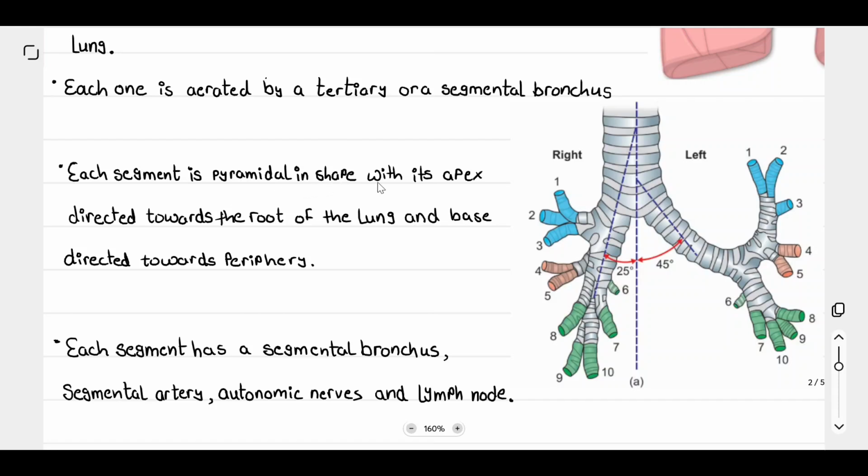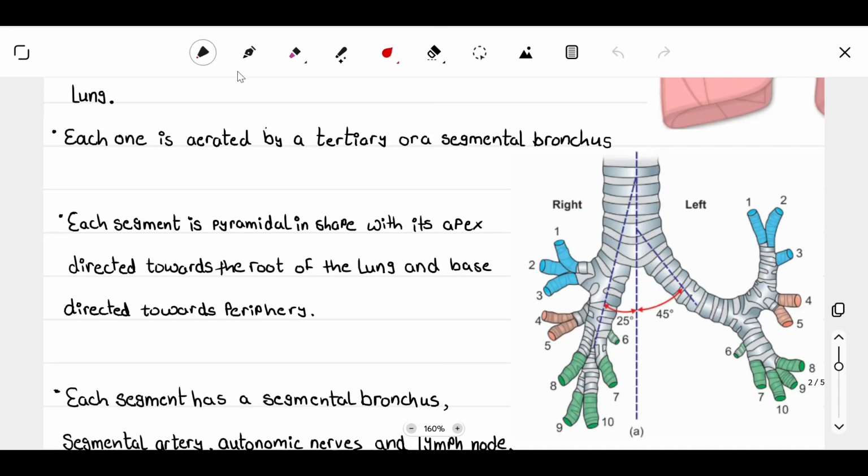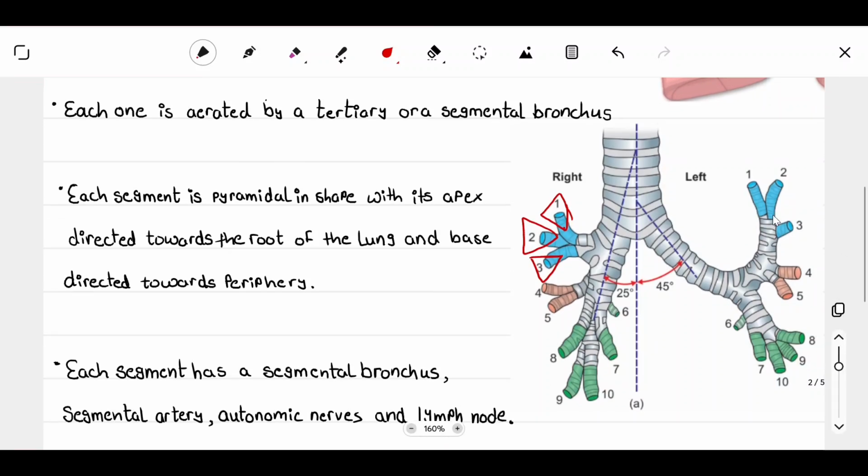Each segment is pyramidal in shape with its apex directed towards the root of the lung and base directed towards the periphery. What he is saying here is, suppose this is our segment number 1, pyramidal in shape with its apex directed towards the root. So this is the root. Similarly, here we have another segment, its base directed towards the periphery and its apex towards the root. Similarly, here I have another, like this.